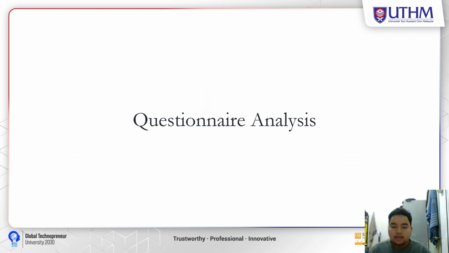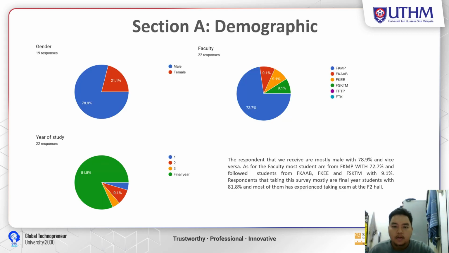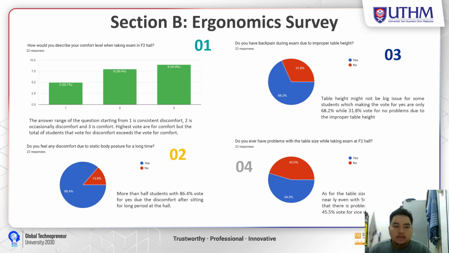And then next, for the questionnaire analysis, demography, we took about 20 respondents from UTHM Parit Raja. For section B, the ergonomic survey, the question is about how would you describe your comfort level when taking exams in the hall. Most of the students feel discomfort occasionally from the beginning.